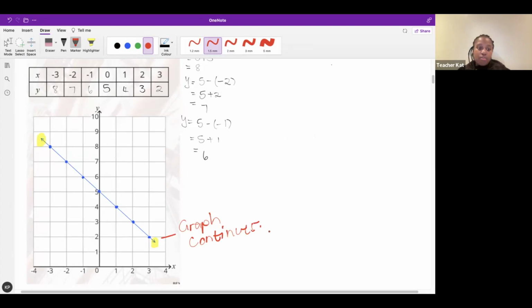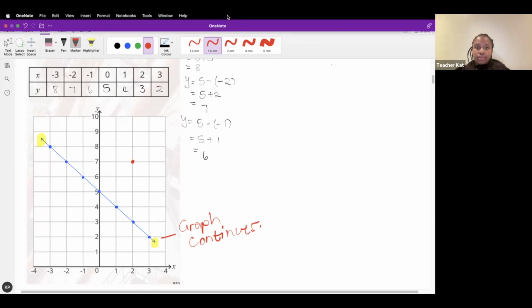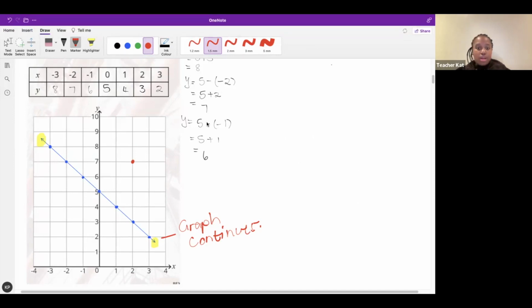Okay, so my graph continues. Second question, what happens if you draw this line in, but there is one point that's all the way over there? What do you think would happen then? You've done all your calculations, you've plotted your points, you draw a line, and there's a point right over there. What is the problem? Alice says it becomes a shape.